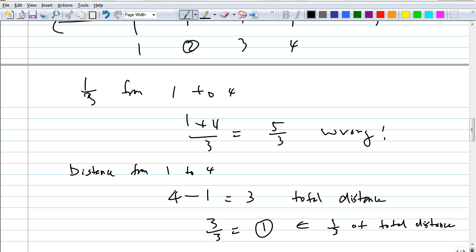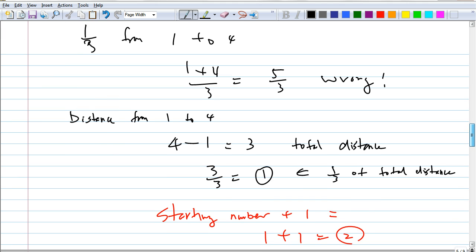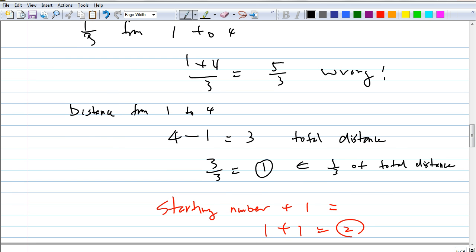Because the distance from 1 to 4 is 1/3, so you have to add that. Yeah, you have to add to the starting point, which is 1, because you want 1/3 of the distance from the starting point, 1. You see what I mean? So if you add the starting point plus that distance, 1/3 of the whole distance, you get 2. Do you understand?